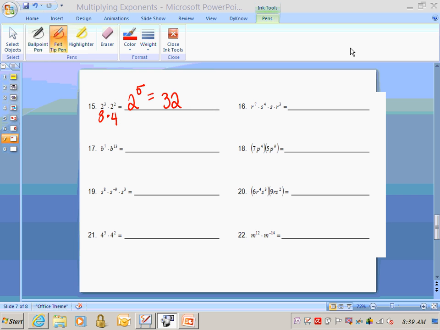All right, let's take a glance at 16. Okay, I've got r's and s's. Alphabetically, which one comes first? R comes first. So I have r to the 10th power, s to the 5th power. This was a 1, right?